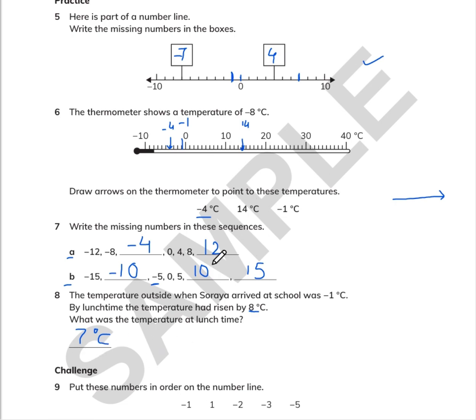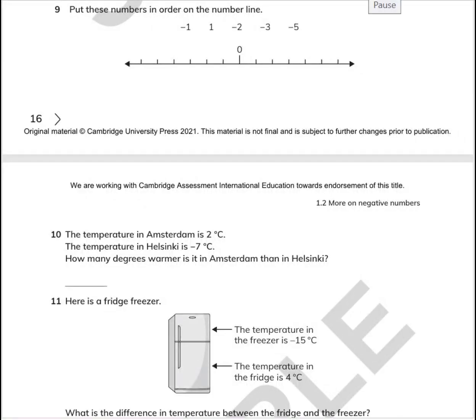That was correct. Now let's move to question number 9. Put these numbers in order on the number line. So from 0 we will start. From 0 there is 1. This is 1. Okay, and there are no more positive integers. There are only negative integers. So this is -1, -2, -3. This is -3. There is no -4, and this one is -5. So this will be this -5.